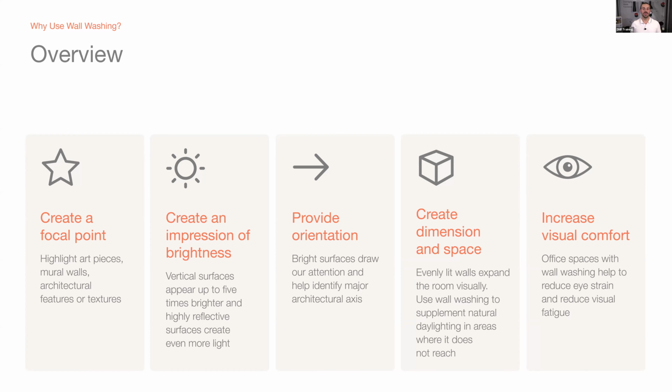Finally, it can be really useful for creating or increasing visual comfort. Particularly if you have an open office space where people have desks and laptops where they're looking at relatively bright surfaces for long periods of the day. Lighting the vertical surfaces behind those monitors, or rather in front of the viewers, is going to help balance things out and create a more even amount of contrast, so they're not so strained looking at a really bright source all day long. So all of these are reasons why we might want to employ wall washing.